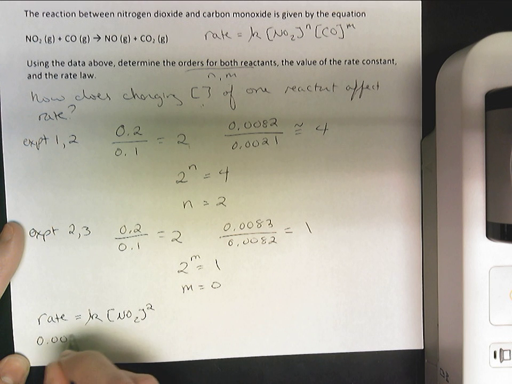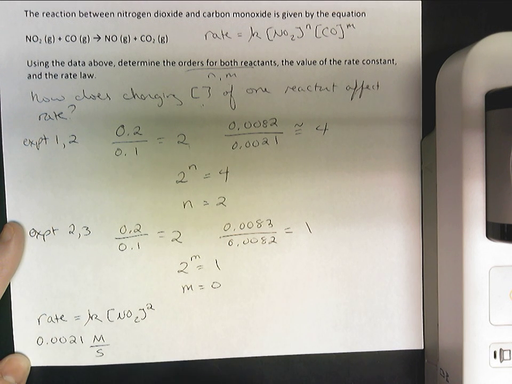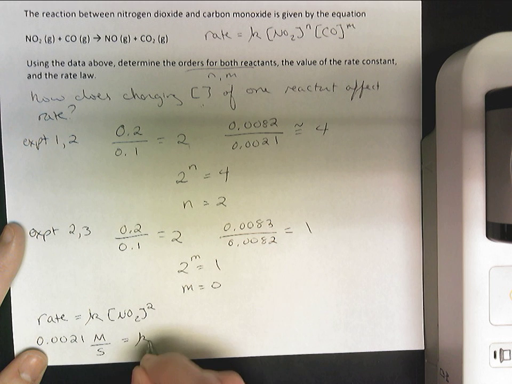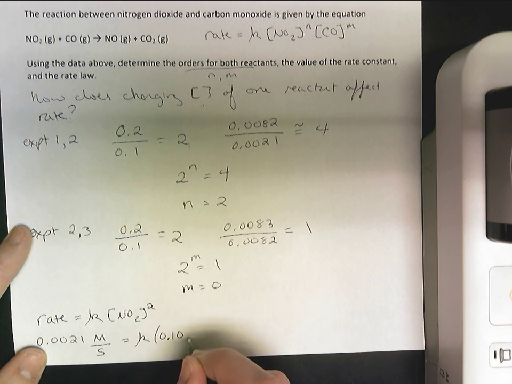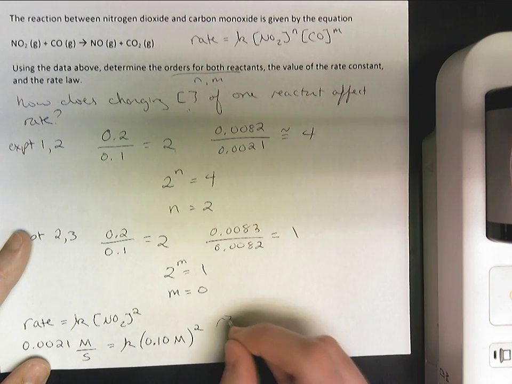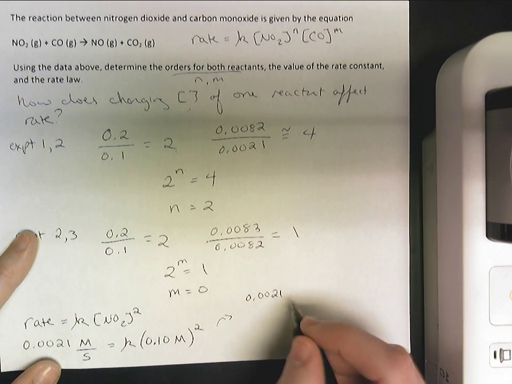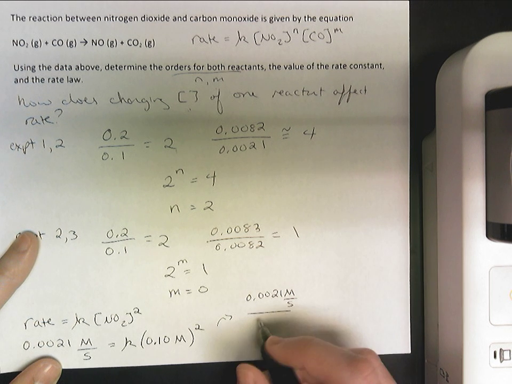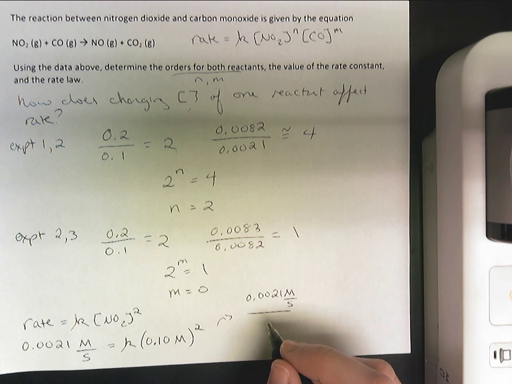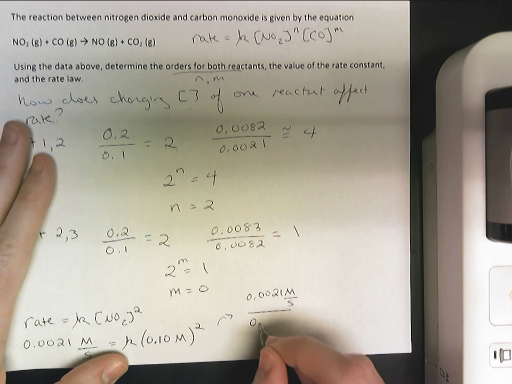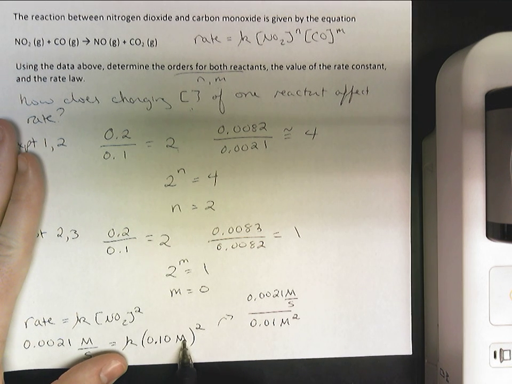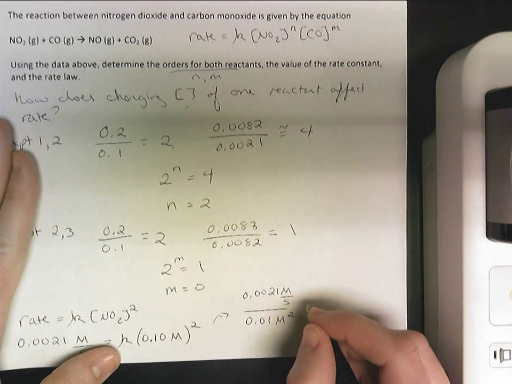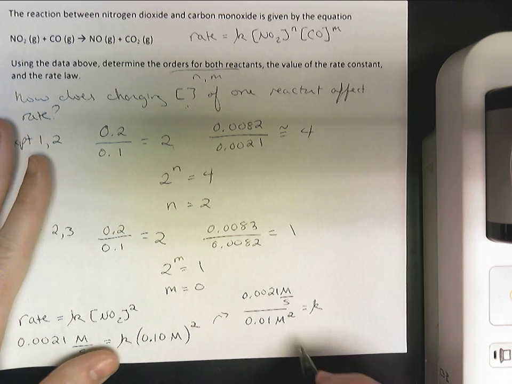The rate was 0.0021. I do want to use the units, because the units are important. And that's going to equal k times [NO2] squared. The concentration of NO2 in this case is 0.10 molar squared. So I have 0.0021 molar per second divided by 0.01 molar squared. Remember, the squared applies to the unit as well as the value, equals k. I can get a value now, but I can also get the units.